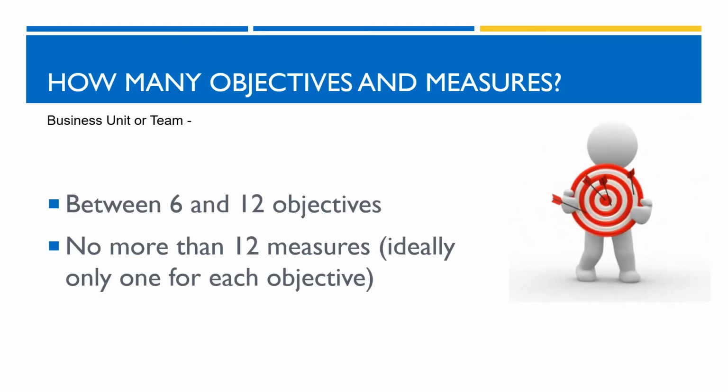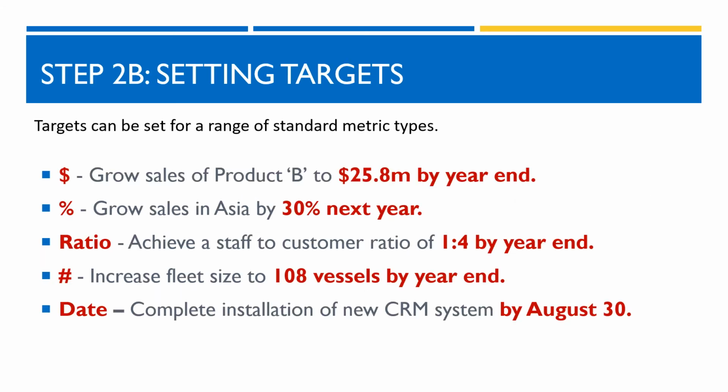So, just how many objectives should we include in a plan? Much depends on the size of your team, and its scope of work. As a rule of thumb for a business unit, or team, having between 6 and 12 measures is reasonable. Ideally, you should have at least one measure for each objective. The next step is to set targets.